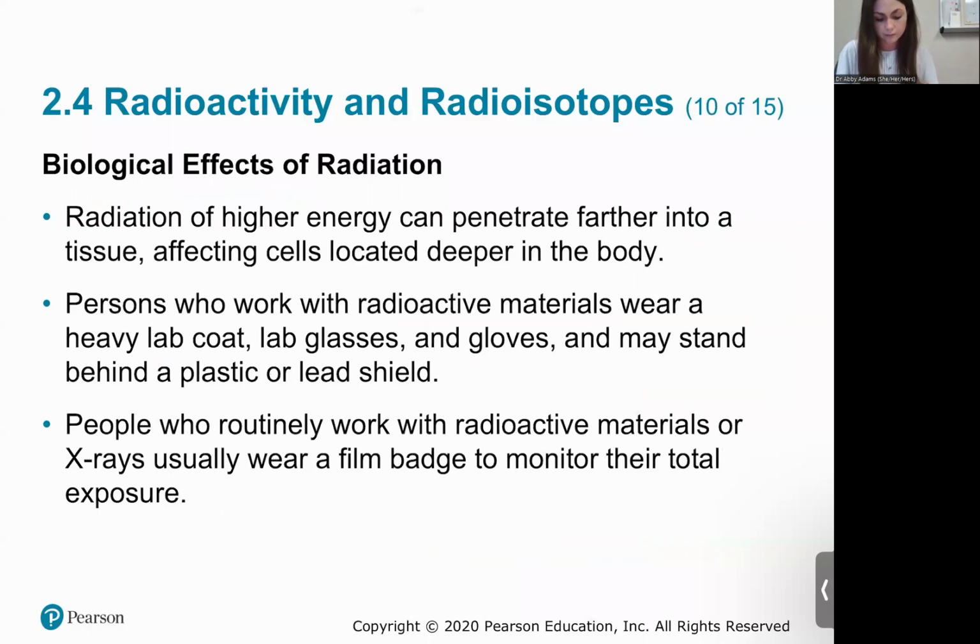Okay, so the radiation of a higher energy penetrates farther into the tissue, affecting those cells that are deeper in the body. Okay, so you have to keep that in mind whenever you're working with different forms of radiation. You should have certain levels of protection. You should be working under a hood, where you should have a few shields between you and that material, a lab coat, glasses, gloves, and you may stand behind a plastic or a lead shield or a glass shield of some sort.